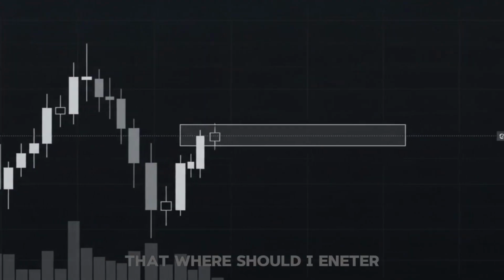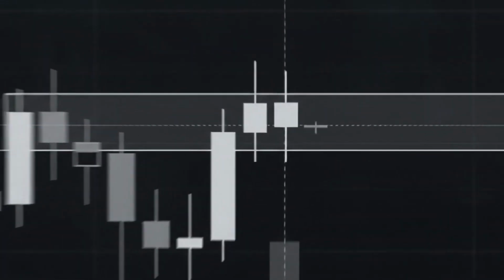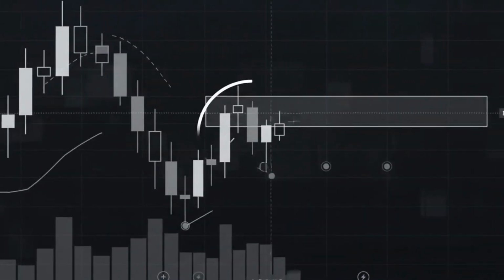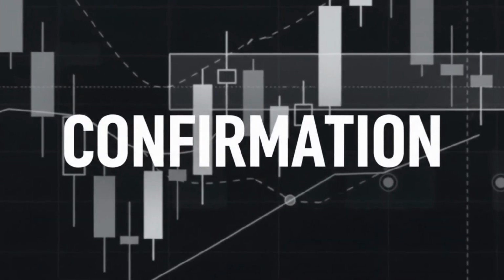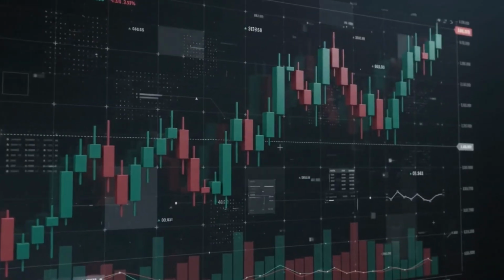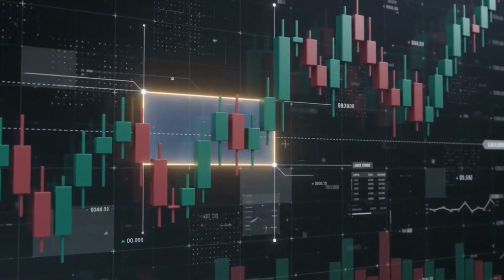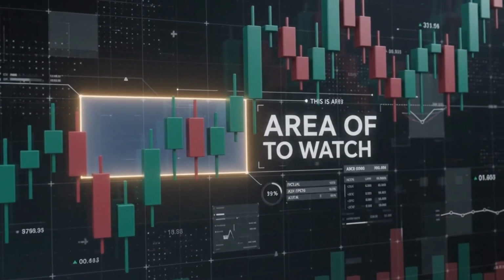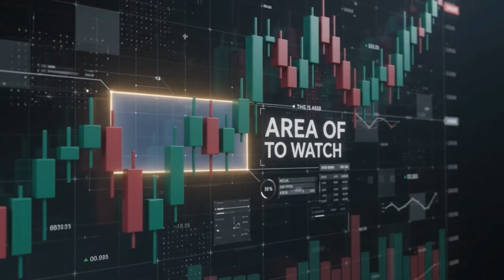Have you ever looked at a Forex chart and wondered, where should I enter? This is where the area of interest comes in. Basically, it's a specific price zone where the market needs to react. For example, the area of interest or the AOI can be a strong support or a strong resistance. It can be anything. It can be a supply or demand zone, or it can be an order block. Everything like this is called AOI, or area of interest.